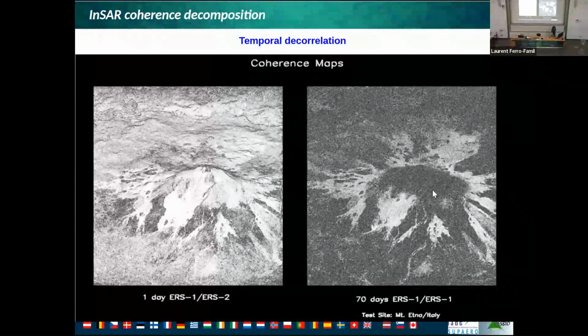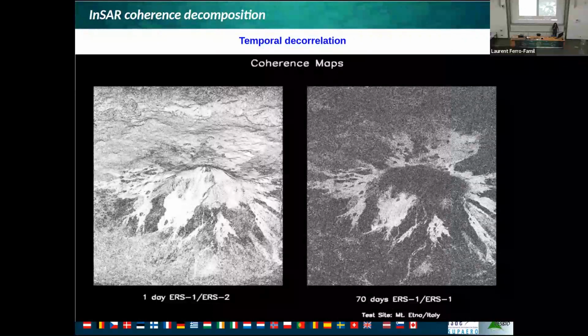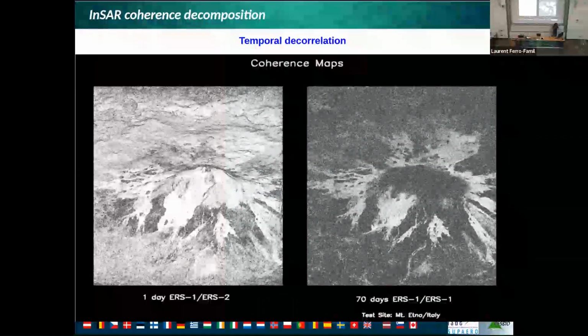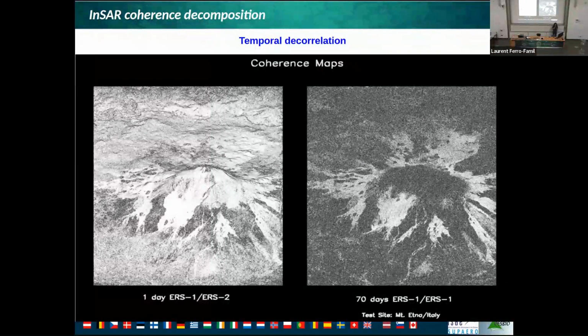In this case, you see the top of the mountain is highly decorrelated. It doesn't happen very often, but it has been snowing between the two dates. And the environment changed, and the images were not correlated anymore. So the black stain you see here is due to snow at the top of the mountain.